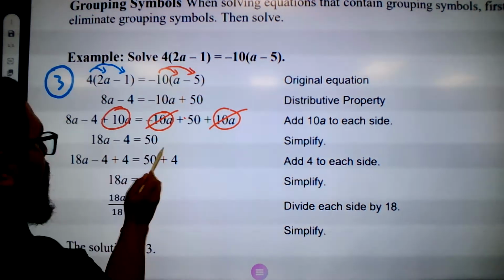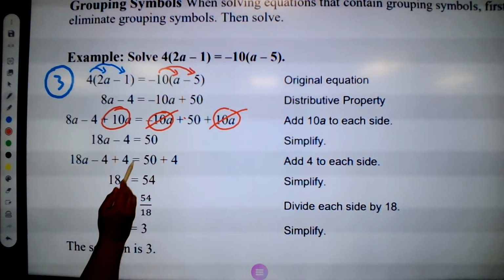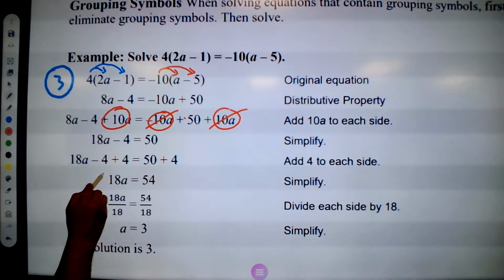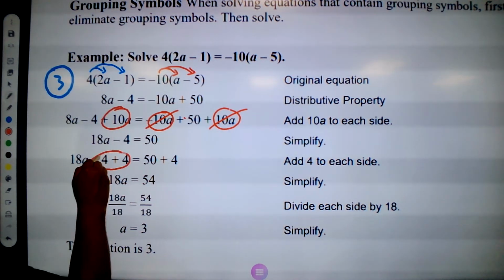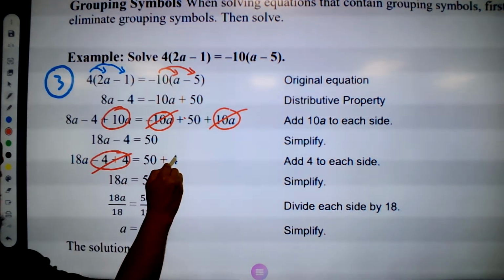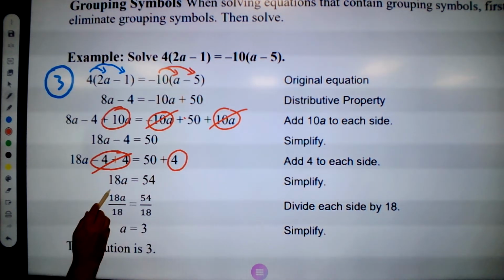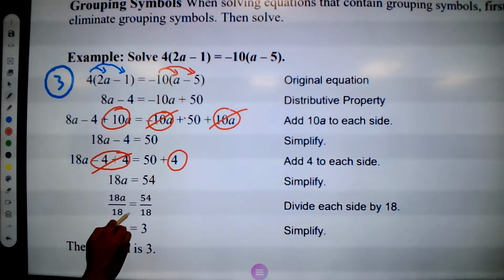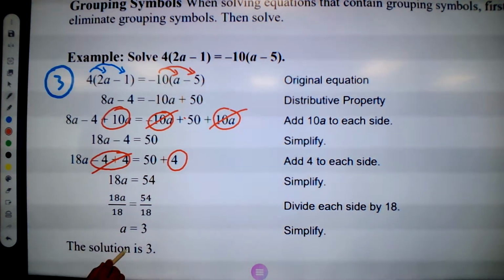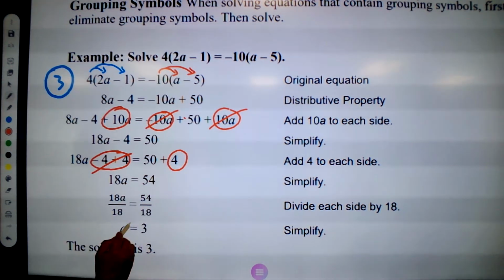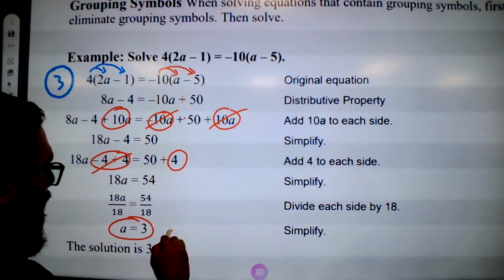So now you have a two-step equation right here. After that, we're going to add 4 to both sides. This becomes 0. Add 4 to both sides, this becomes 54. So now you bring this down. 18a equals 54. You divide by 18, and then you're going to get your answer. Your answer is 3.